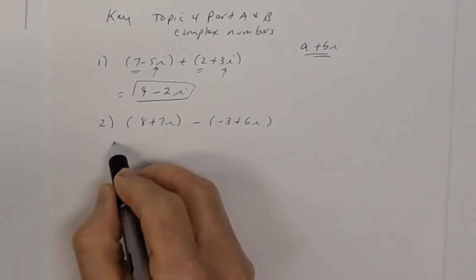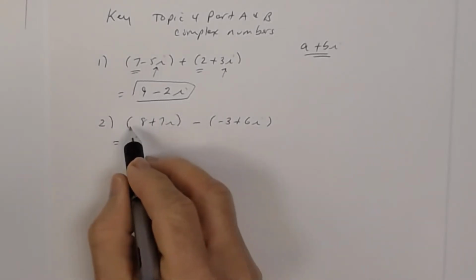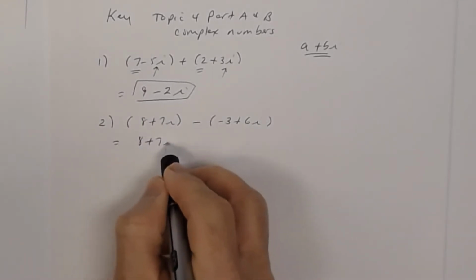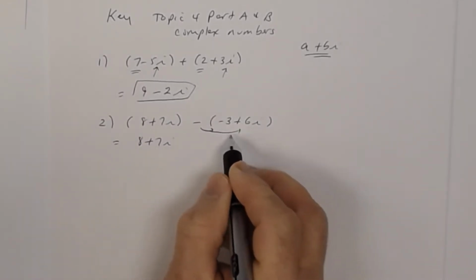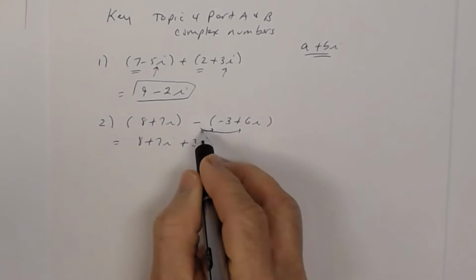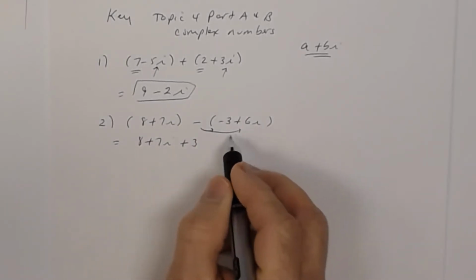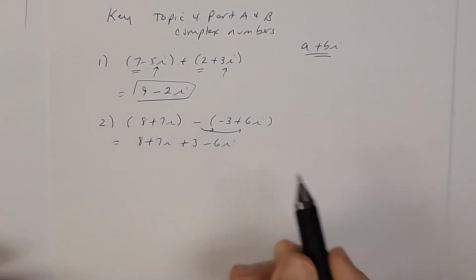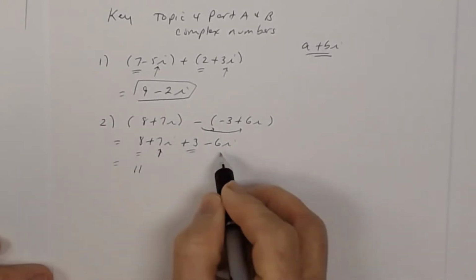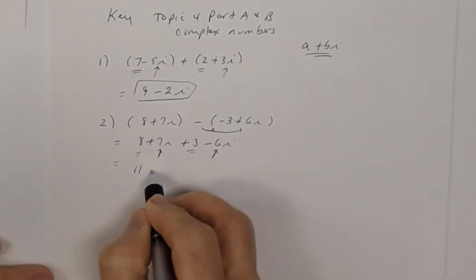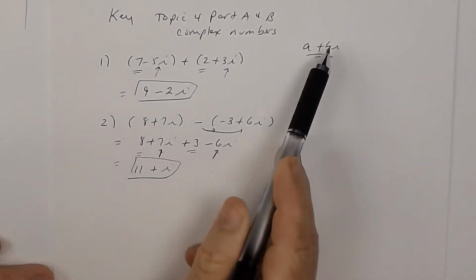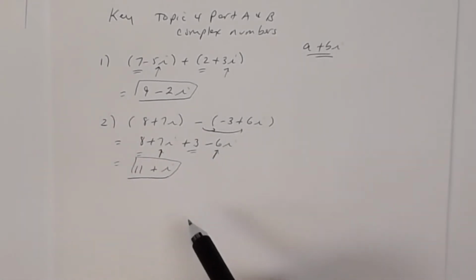When you rewrite this, I can rewrite this part without parentheses because that's a 1 here, and 1 times 8 plus 7i is still 8 plus 7i. Over here, if I distribute the negative sign, the opposite of a negative 3 is a positive 3, and the opposite of a positive 6i is a negative 6i. Then I just combine like terms. 8 plus 3 is 11, and a positive 7i and a negative 6i is just i. So I get the answer 11 plus i, and that's the form a plus bi. All right, that is number 2.